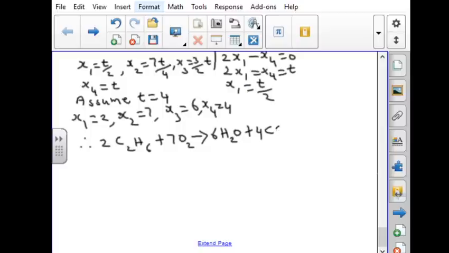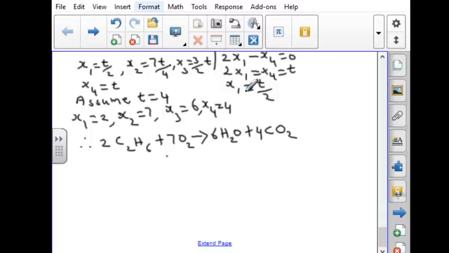We can check whether it is balanced. Here we have 2C2, so C is 4 and here also 4C. Then O is 2, 7 2s are 14. Here you have 6 and here 4 2s are 8, 8 plus 6 is 14. For hydrogen, 2 6s are 12 and here also you have 12. So now the given chemical equation is balanced.